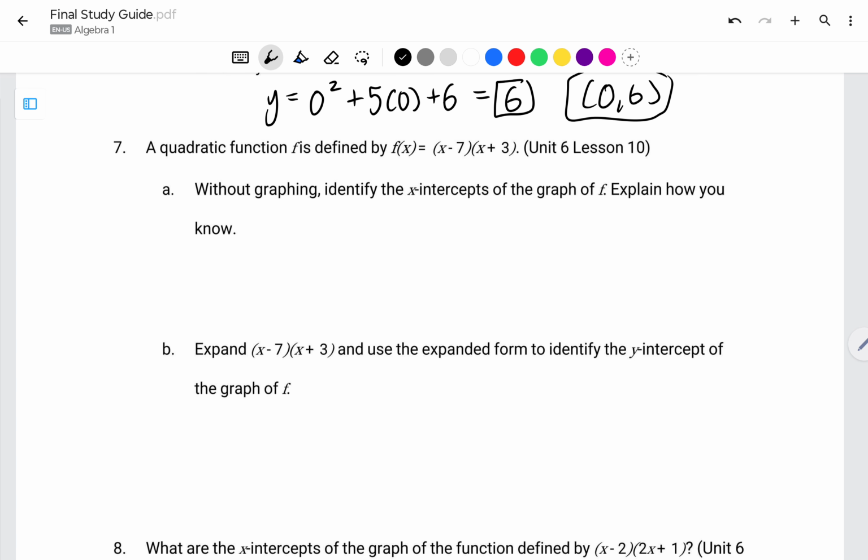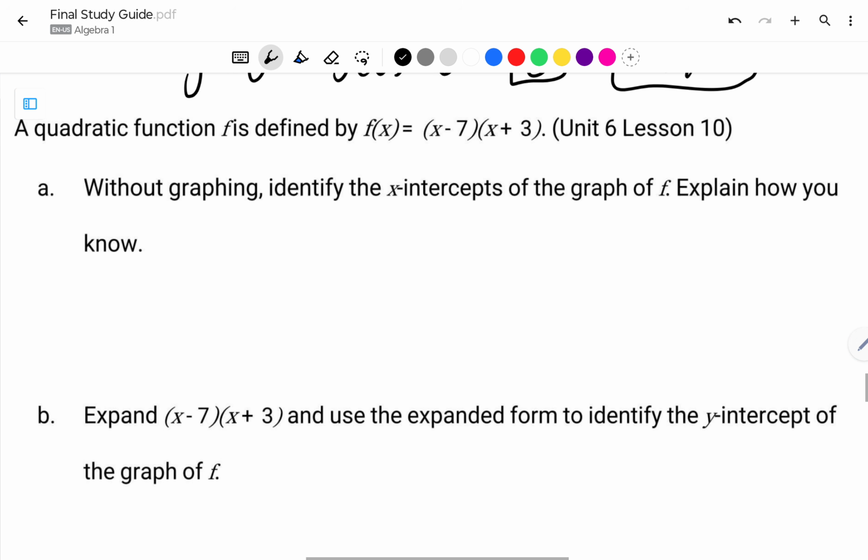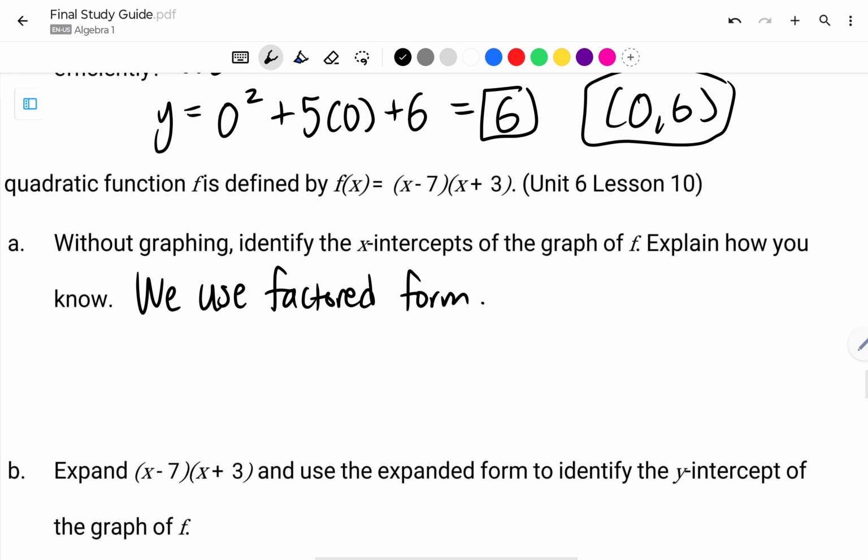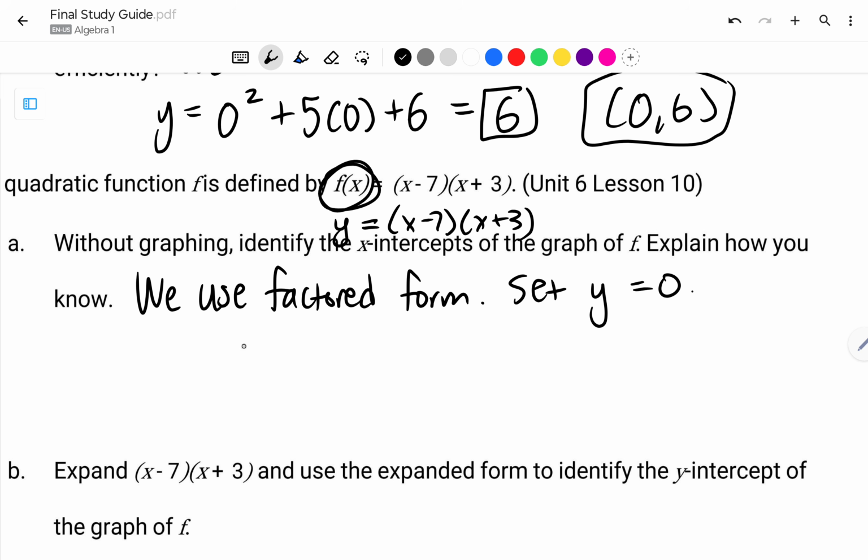Here, a quadratic function f is defined by f of x equals x minus 7, x plus 3. Without graphing, identify the x-intercepts of the graph. Explain how you know. We use factored form. Same thing, right? Set y equal to 0. Here, this is also considered a y. You can rewrite that as y. It's the same thing. Okay, so y 0 equals x minus 7, x plus 3.